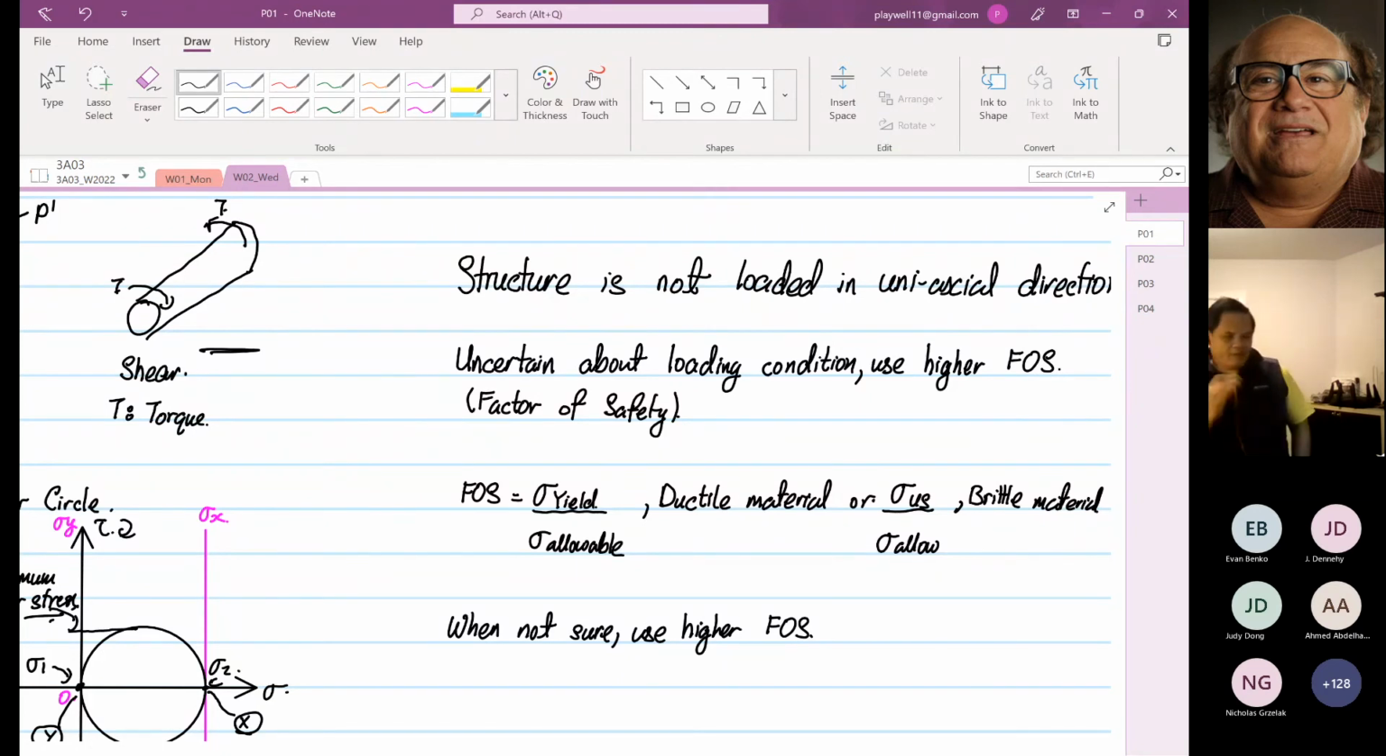Why? For mechanical engineering, we generally design structures that are on the move. We don't always design structures that don't move. Only civil engineers design structures that don't move. We design structures that move.